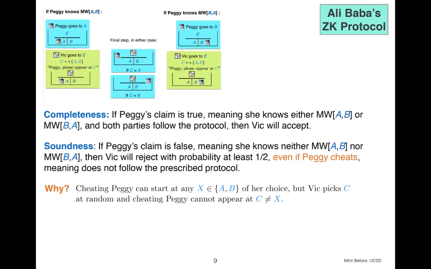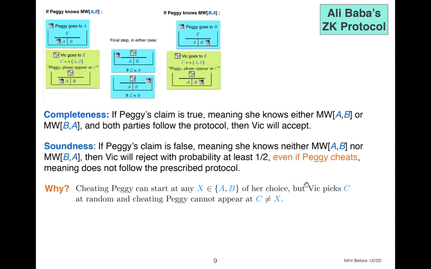Now, when we think about this situation, Peggy is no longer an entity doing what she's told to do in the protocol, which is, if you know this, go here; if you know this, go here. Because in any case, she doesn't know either magic word. Where she goes is entirely up to her. We don't know anything about it. And we think of her as an adversary. She starts at whatever position she wants.